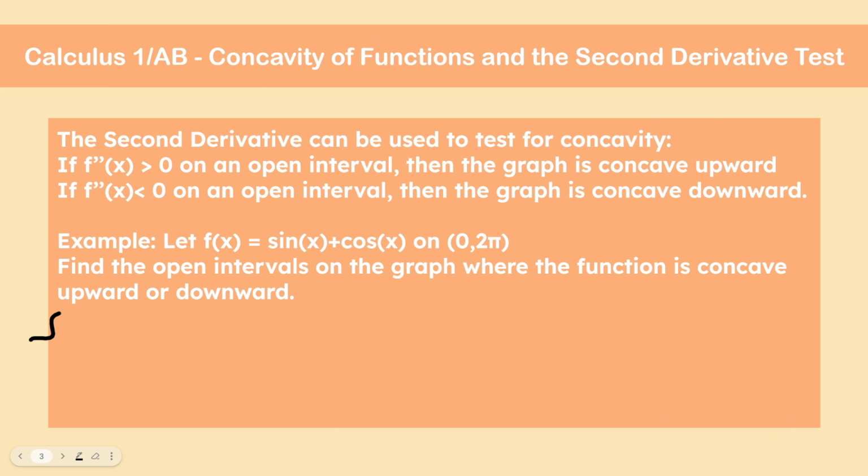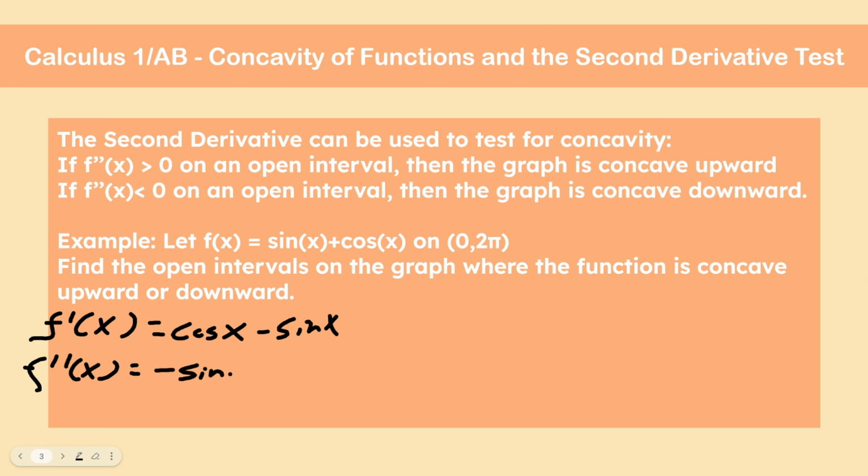So let's find the first derivative. The first derivative will be equal to cosine x minus sine x, and the second derivative will be equal to negative sine x minus cosine x. Now we're going to split the domain into intervals at the points where the second derivative is equal to 0 or undefined, so that we can find on which intervals it is concave upward or downward.